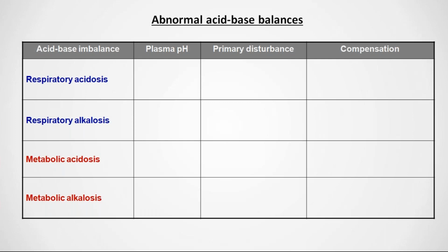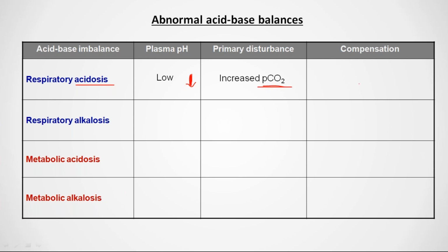So now in this table, we can understand, in respiratory acidosis, will the plasma pH be increased or decreased? Come on. What will be the pH in acidosis? Anybody? Decreased. Acidosis, so it is decreased. Low. Here the primary problem is respiratory, because of the accumulation of carbon dioxide.